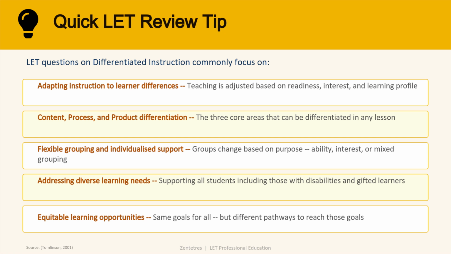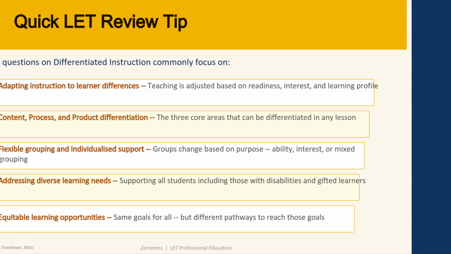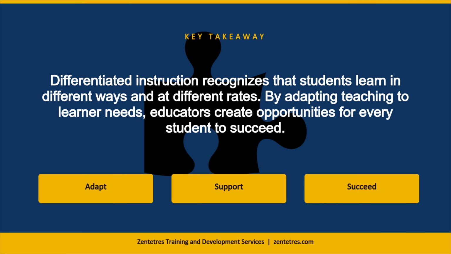This is the philosophical heart of differentiated instruction. All students deserve a fair chance to succeed. But fair does not mean identical. Different students need different support to have an equal opportunity to reach the same goal. Remember, same destination for all, different paths to get there. And that brings us to our key takeaway.